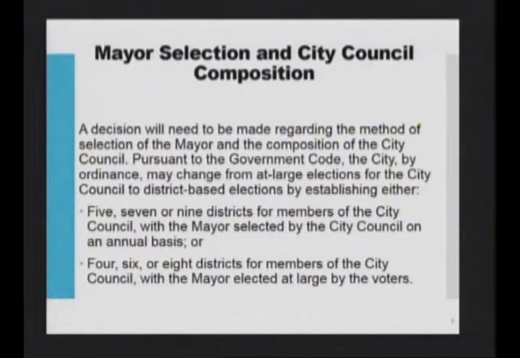Another item which we're all aware of is that Council will also need to decide the method of selection of the mayor and the composition of the City Council. In essence, at its most simple, you can have 5, 7, or 9 districts for members of City Council, with the mayor selected by the City Council on an annual basis, or 4, 6, or 8 districts for members of the City Council with the mayor elected at large by the voters.